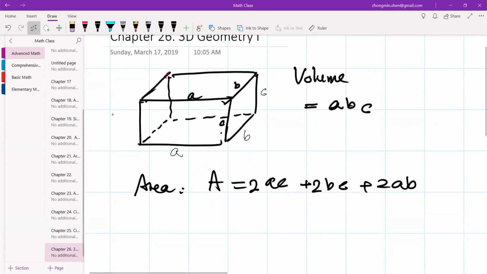Now, how can I find the length of the diagonal? The length of the diagonal in space. Can I express that in terms of A, B, and C?